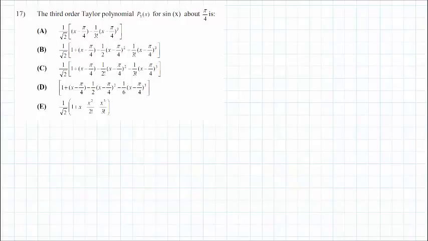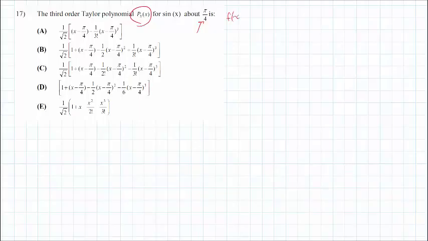Here's number 17 from problem number, or bracket number 8. In this one we're trying to find the third order Taylor polynomial that will match this, but we're centering it about pi over 4. So we're going to brute force this.